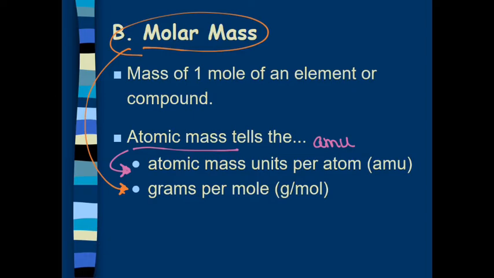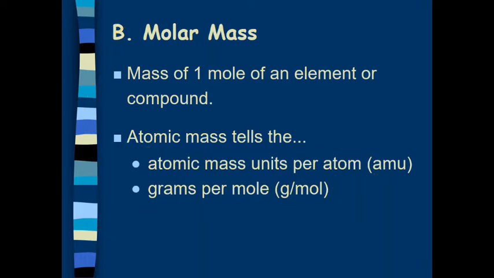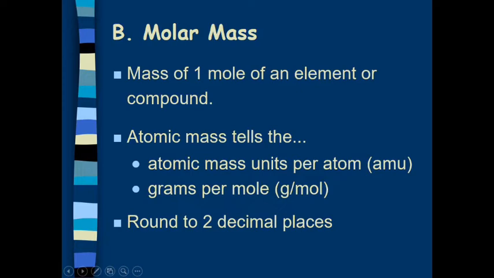Now, the special thing about these two numbers, if you're talking about individual elements, is that the number off of the periodic table could be used for either one of these. Just your unit would either be AMU if you're talking about atomic mass, or grams per mole if you're talking about a mole's worth of a substance and you need its mass in grams. And we will round each of these to 2 decimal places.